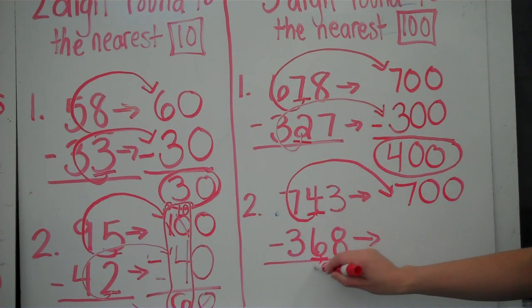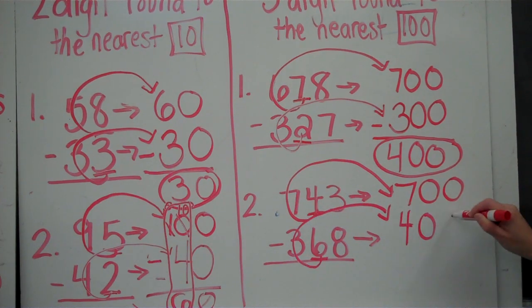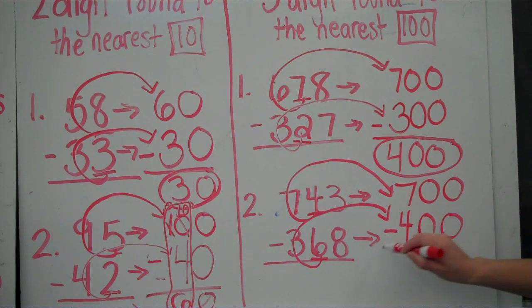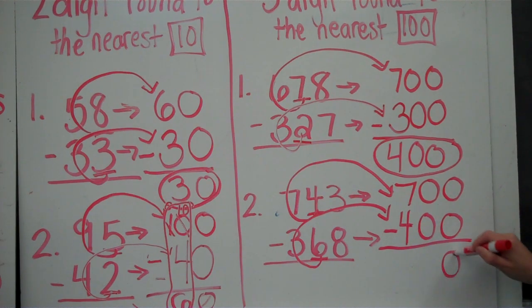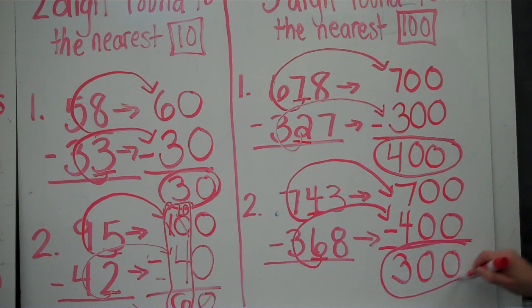300. The 6 is strong, pushes the 3 to a 4. I'm subtracting 0, 0, 3. So my answer is 300. Remember, I'm just estimating, not getting the exact answer.